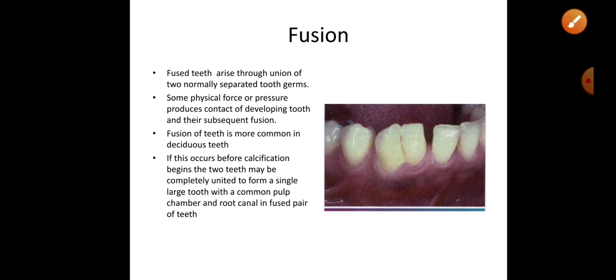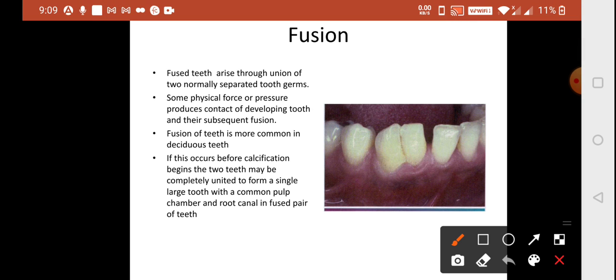Clear? Next we come to fusion. Fusion is something different. In fusion, it arises through the union of two normally separated tooth germs. In gemination there was one tooth germ that incompletely divided, but here there are two tooth germs that are going to fuse.